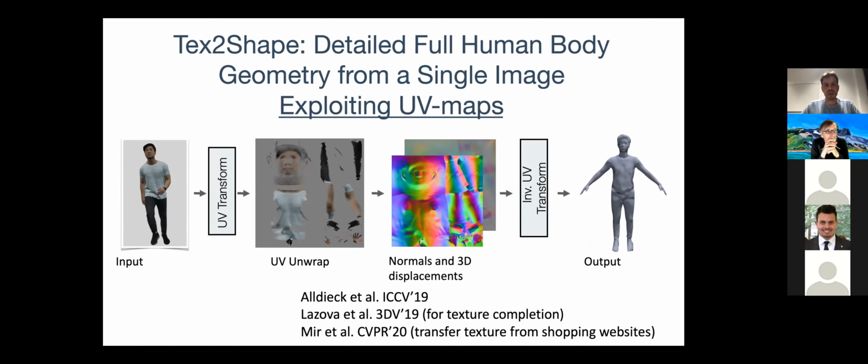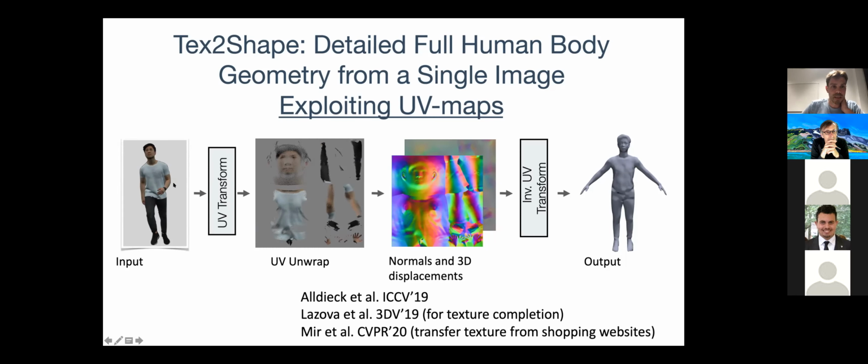Yeah. So there's a problem because there's a disconnect, right? And so what we've done in several papers is to use the UV transform, the UV map representation, in order to bring things more into correspondence. So the basic idea is to turn a 3D reconstruction problem into an image translation problem.